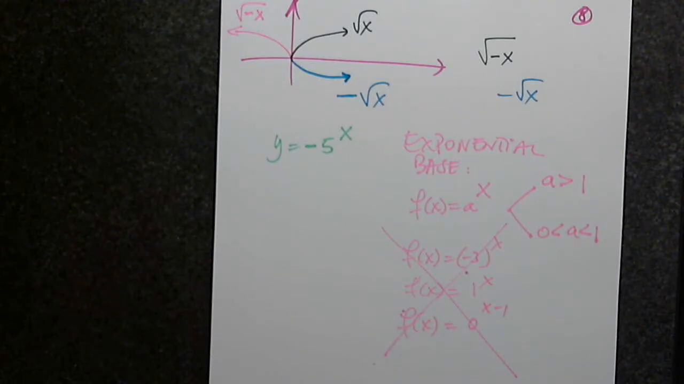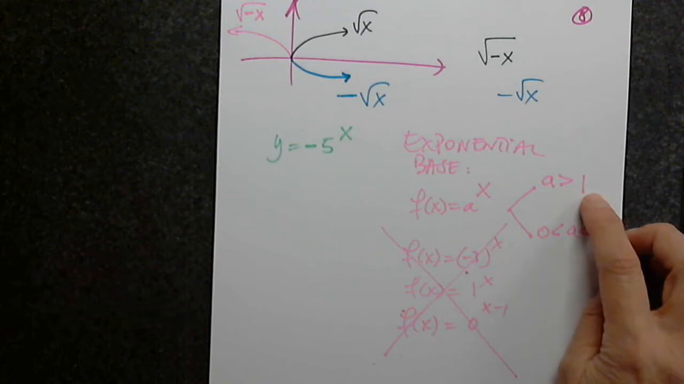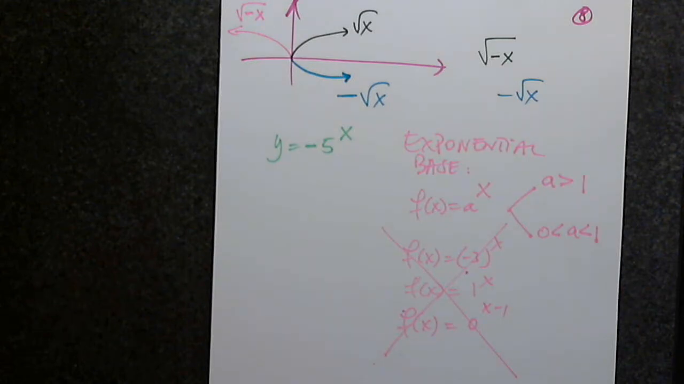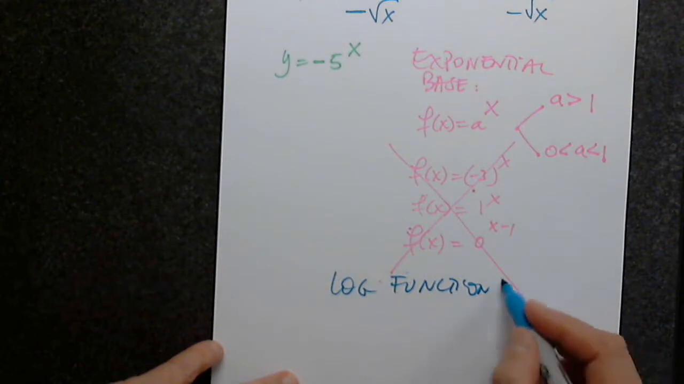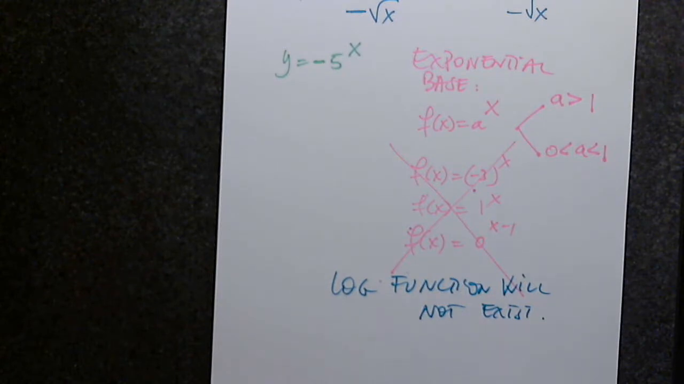Why is a restricted to be more than 1, or in between 0 and 1, but not 0 or 1? You raise 1 to any power and it just stays 1. True, but why isn't this an exponential function? There is only one reason. The log function, which is the inverse of this one, will not exist. So that's the only reason why we have to exclude 0, 1, and negative numbers.